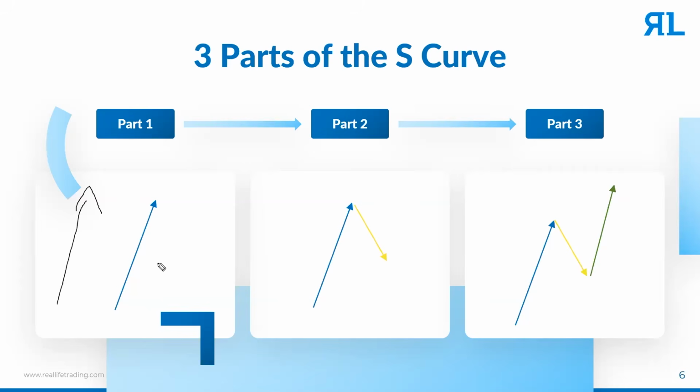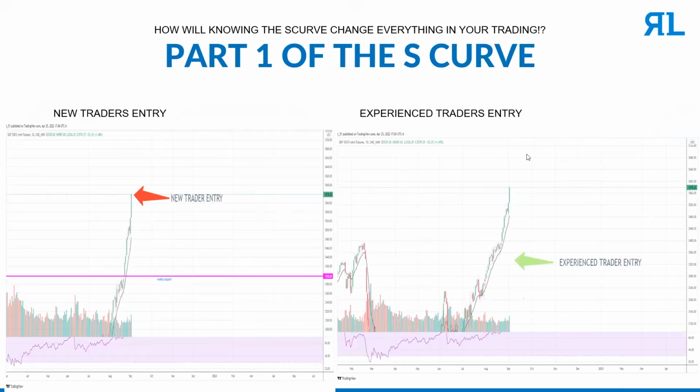Part 1 is simply, this is an example of a bull S curve. You have a move up. Part 2 is a move back down. And part 3 is the move back up, which again is part 1, right? Because the next phase on this is a pull back down and then a move back up. Starting to get it now. This is how the markets work. So let's look at how you can apply this.